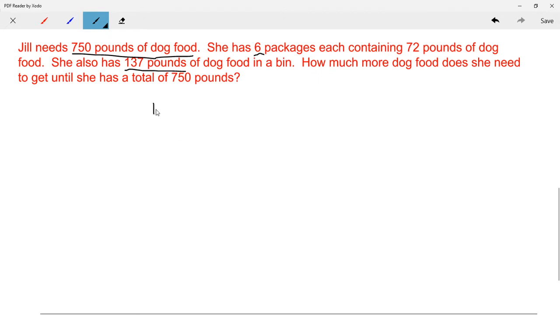Well, we know that she has 137 pounds. Okay, but we need to figure out how much she has in these packages. She also has 6 packages with 72 pounds each. So we need to multiply 72 times 6. Okay? So I'm going to use standard algorithm.